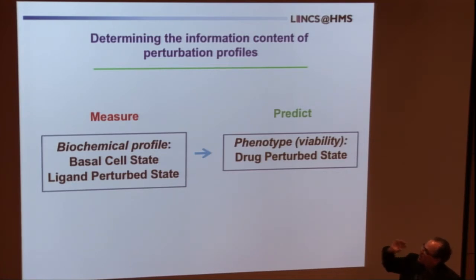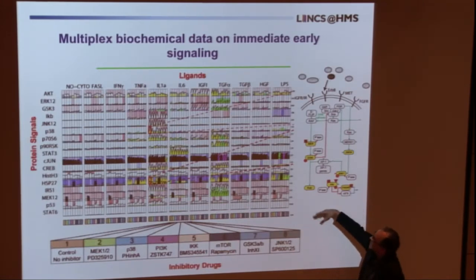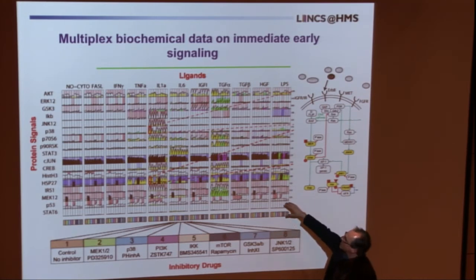Here's a case where we measured a perturbational profile, much like we heard about in a previous talk, and then we're trying to predict a second thing. So measure biochemical state, try to predict drug response. And the data is sort of distinguished through pathways. It's done with, in fact, RPPA and other technologies. And these are the kinds of depictions we have.